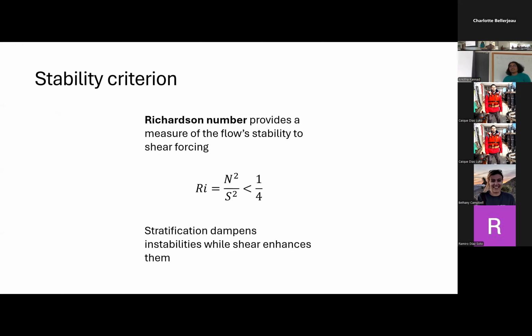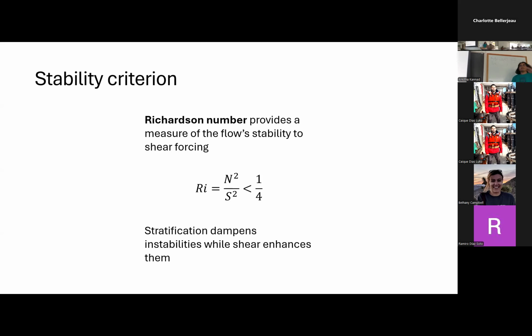And so this is the idea that Grant was bringing up: when you have a stratification, it becomes harder for these instabilities to develop. So it dampens the instabilities, while shear enhances them. And then if you look at the ratio of the two, based on theory, you get a threshold for when that would develop.